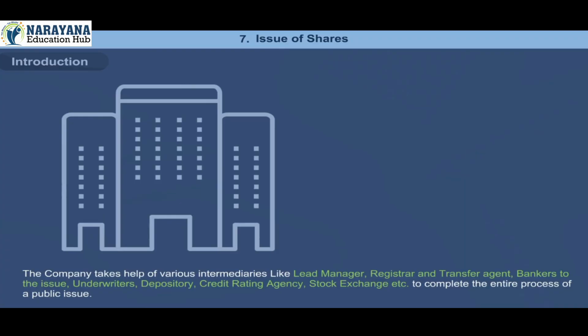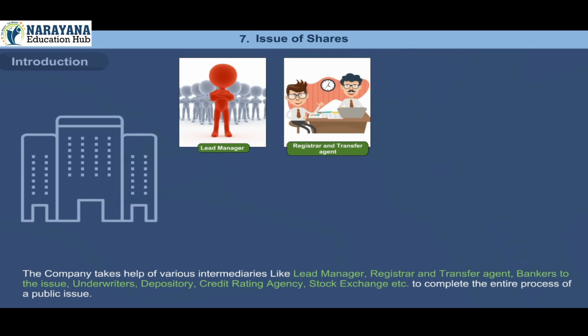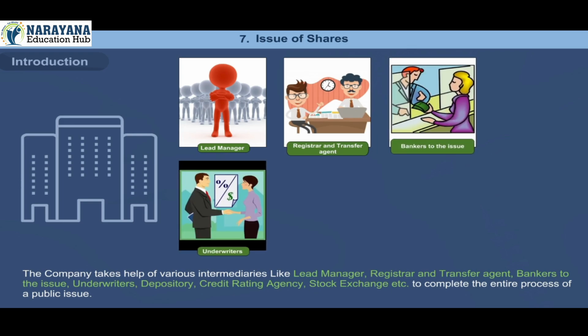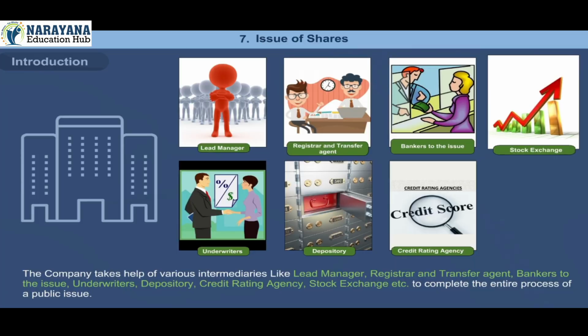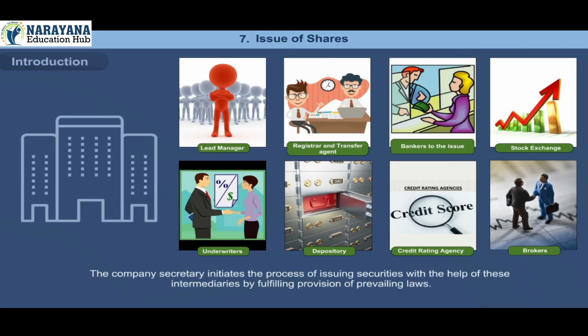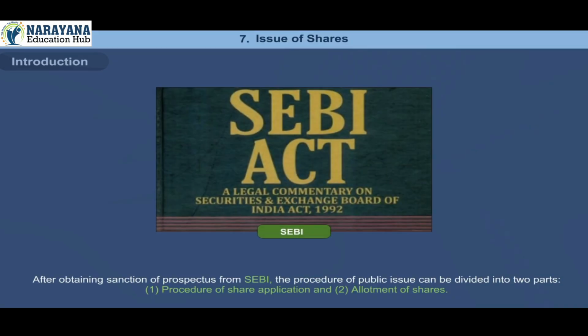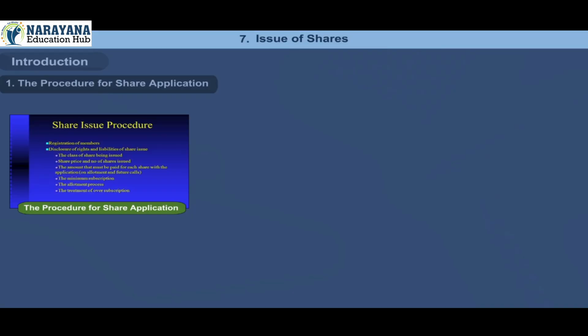The company takes help of various intermediaries like lead manager, registrar and transfer agent, bankers to the issue, underwriters, depository, credit rating agency, stock exchange, etc. to complete the entire process of a public issue. The company secretary initiates the process of issuing securities with the help of these intermediaries by fulfilling provisions of prevailing laws. After obtaining sanction of prospectus from SEBI, the procedure of public issue can be divided into two parts. 1. Procedure of share application, and 2. Allotment of shares.